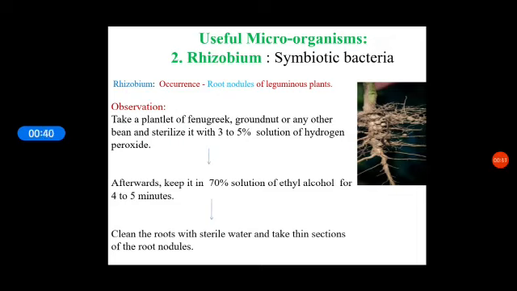One can observe rhizobium by using the following steps. First, take a plantlet of fenugreek, groundnut or any other bean and sterilize it with 3 to 5% solution of hydrogen peroxide. Afterwards, keep it in 70% solution of ethyl alcohol for 4 to 5 minutes. Then clean the roots with sterile water and take thin sections of the root nodules.